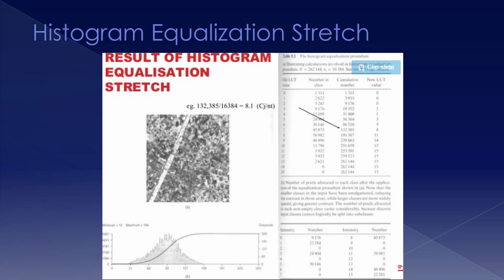Here's an example of a lookup table that corresponds to the histogram equalization stretch on the left. So the cumulative number of 132,385 divided by the total number of pixels gives approximately 8 if you look at table 5.2. And it gives a very specific value of 8.1, and that's been rounded off to 8. So that would be your new lookup table value.